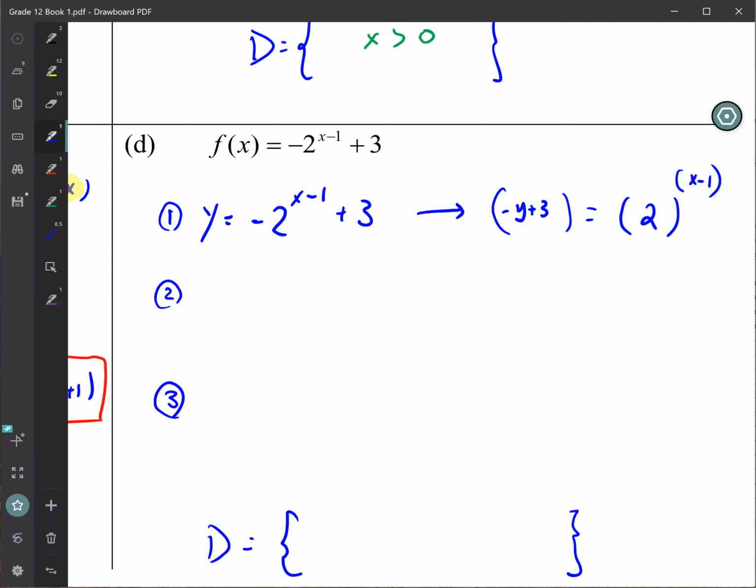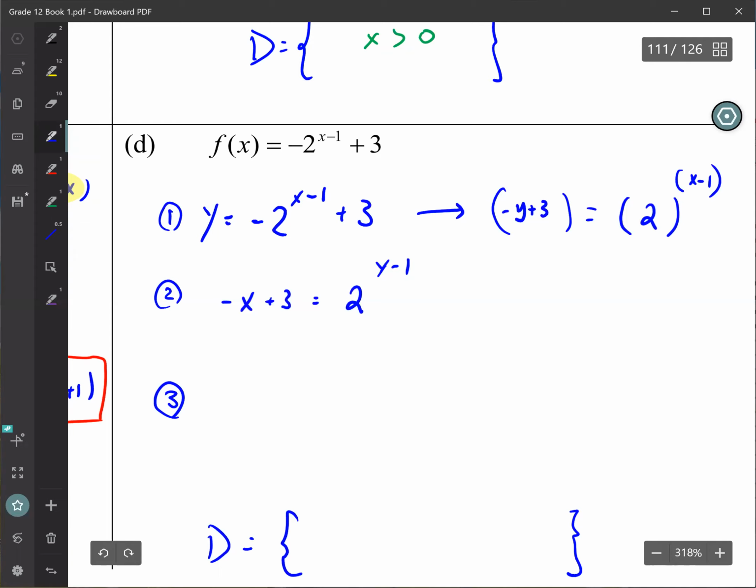Right, so after this, you can switch x and y. I can do that. So negative x plus 3 equals 2, y plus, minus 1. Okay?